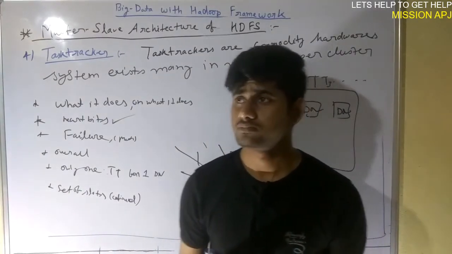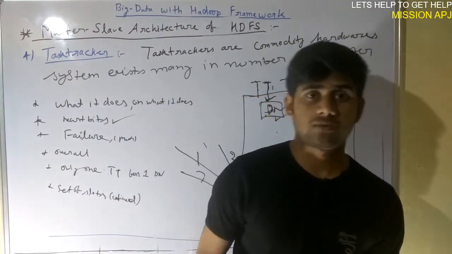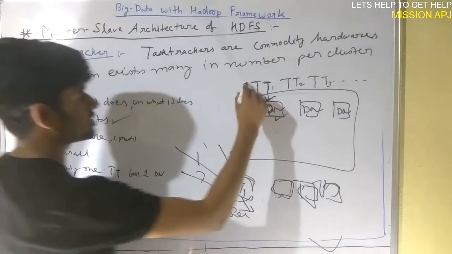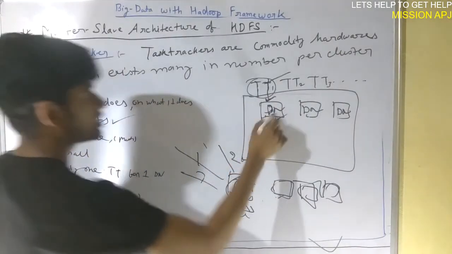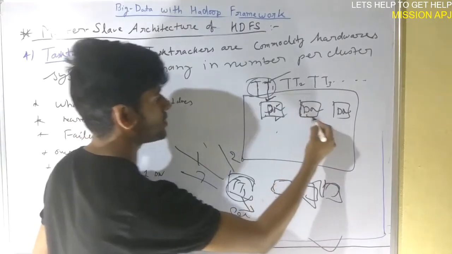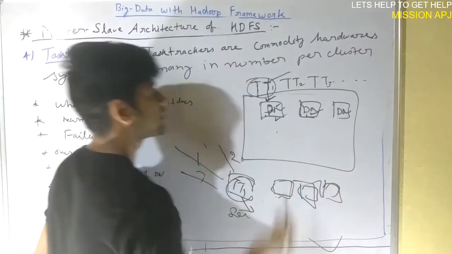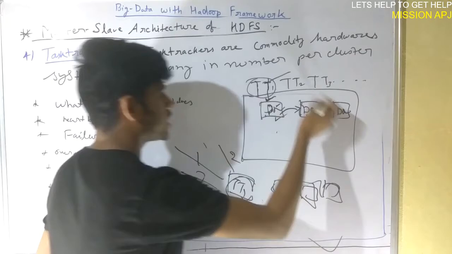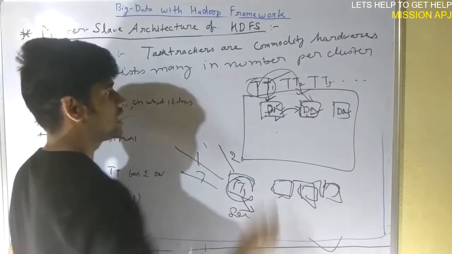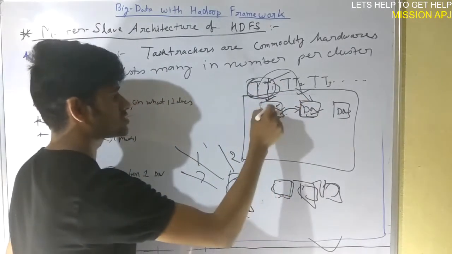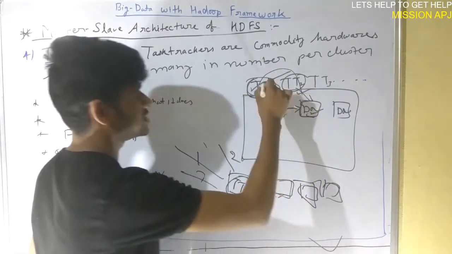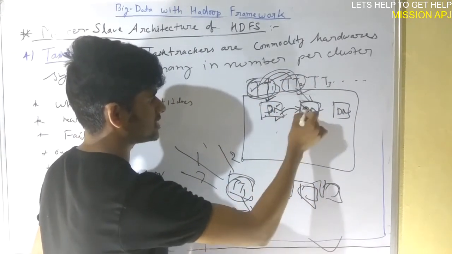Now again, failure. We have not discussed the failure of a task tracker. What are its effects? Suppose this task tracker has failed. That means data node 1 was working, but the data of this data node was also present in another node. Suppose this is that data node, and a copy of this data was here. Suppose T2 was working here, so that job will be assigned to T2. Since this one has failed, task tracker T2 will be assigned the whole job to work on the same data.